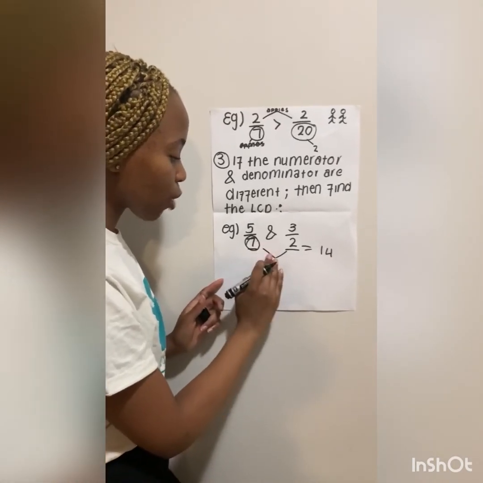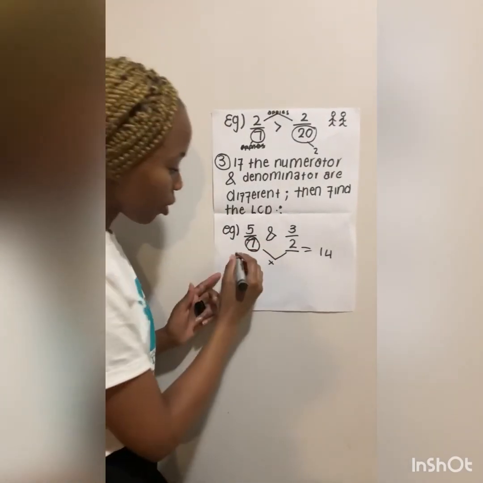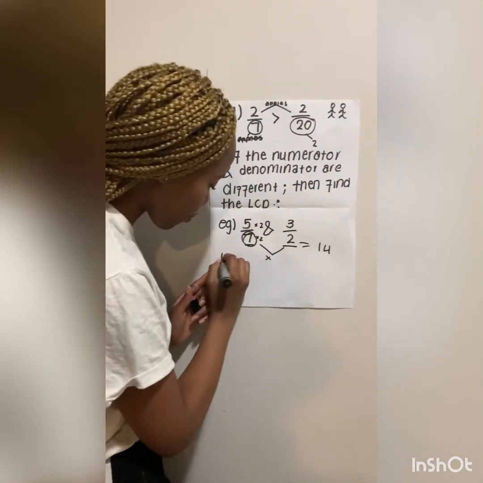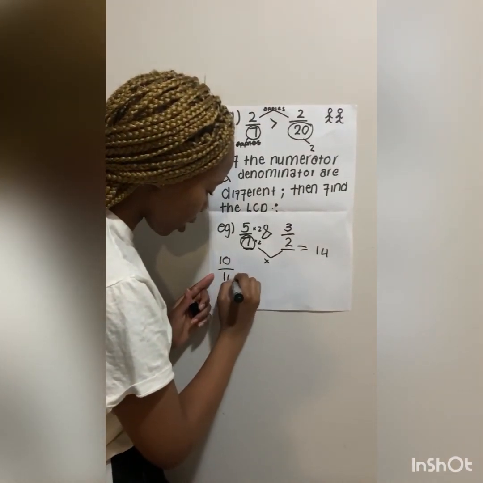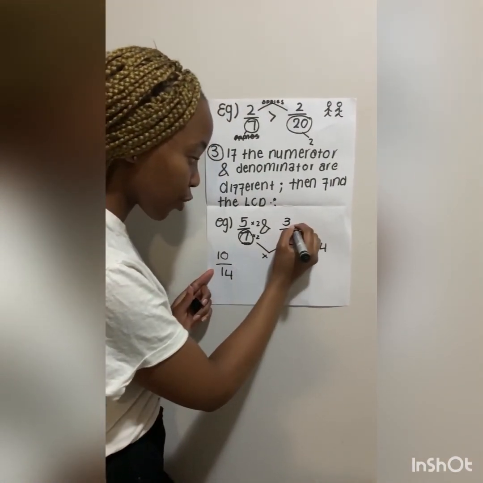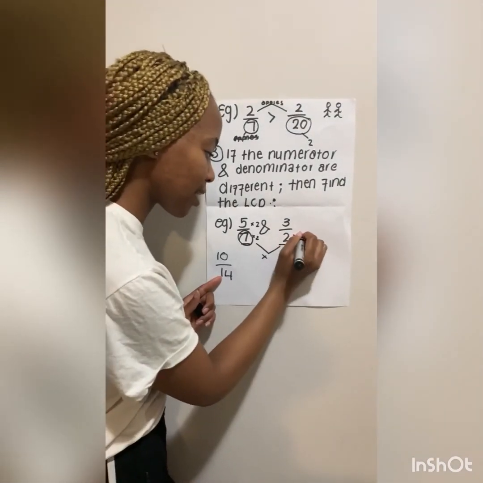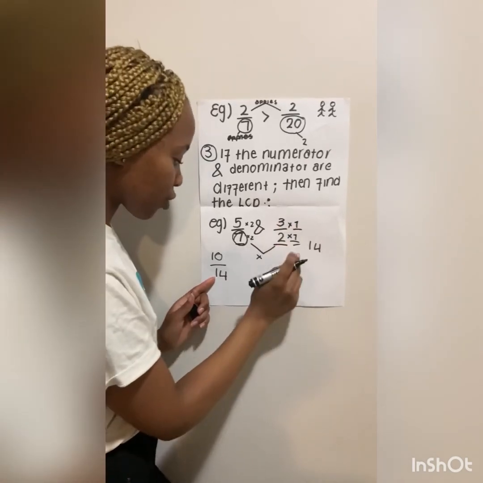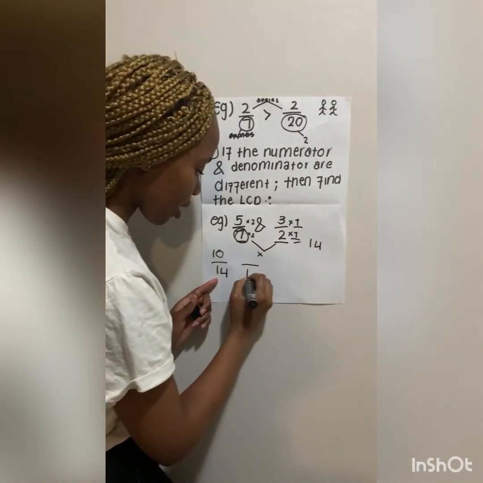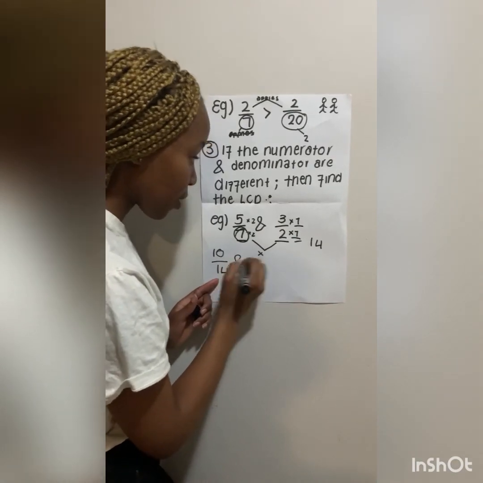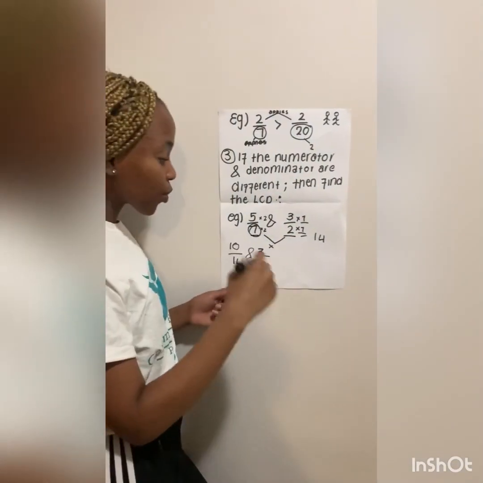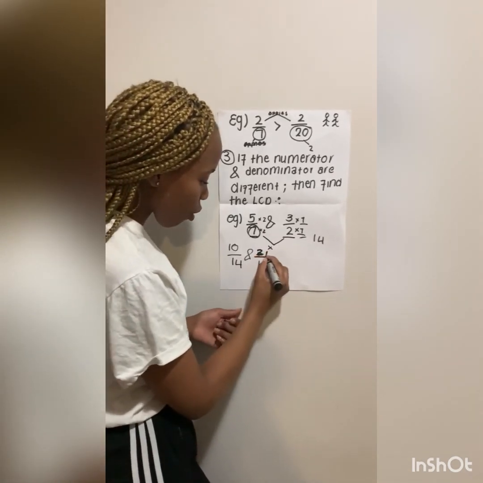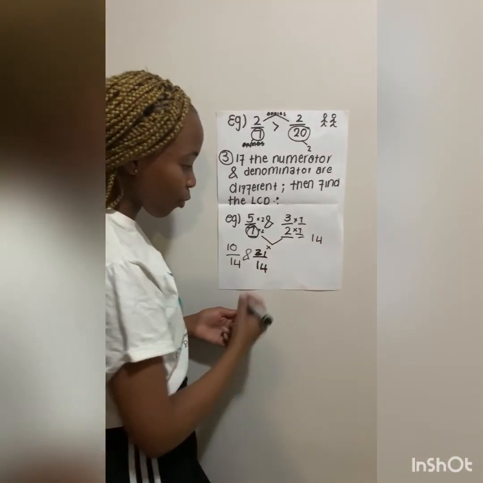Therefore, what we do at the bottom, we do at the top. So then 7 times 2, 5 times 2 to get 10 over 14. And then for 3 over 2, we multiplied by 7 to get 14. So we have to multiply the top by 7 as well. So then we will have the denominator as 14 and then the numerator will be 21 over 14.